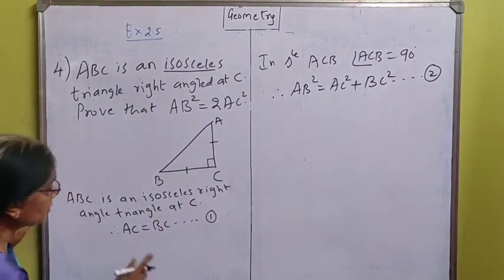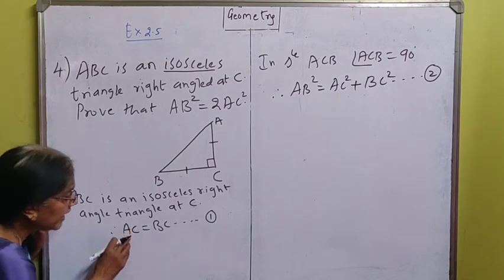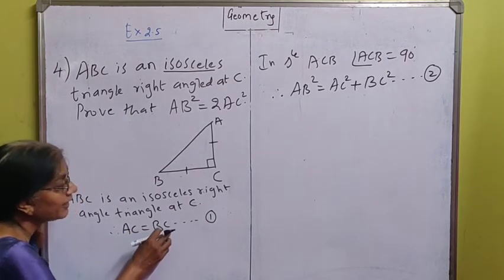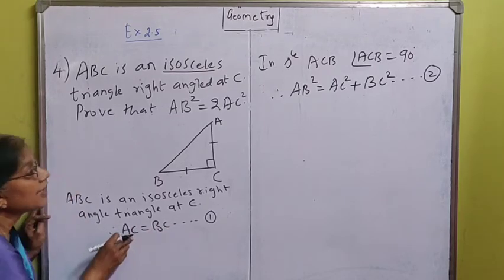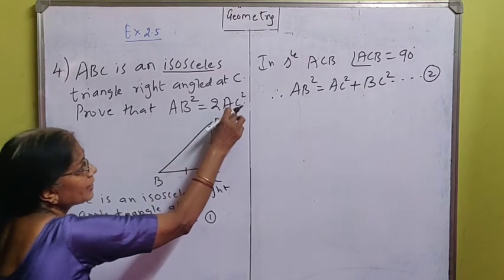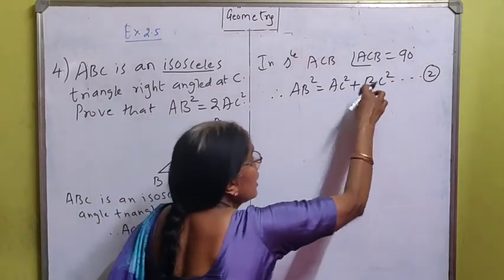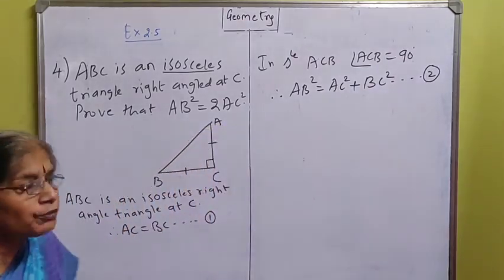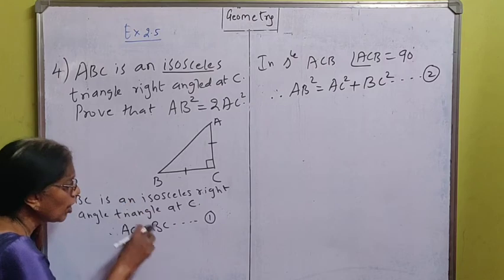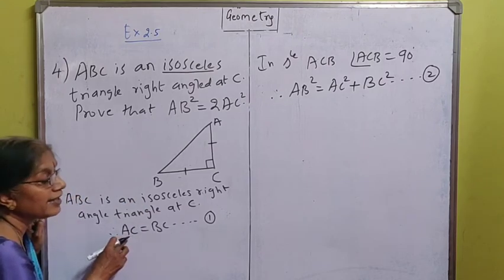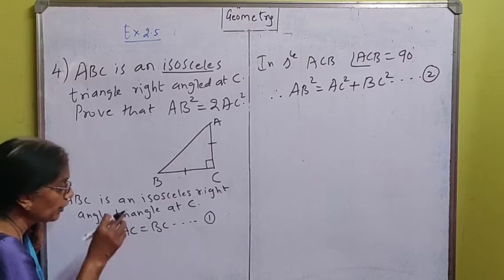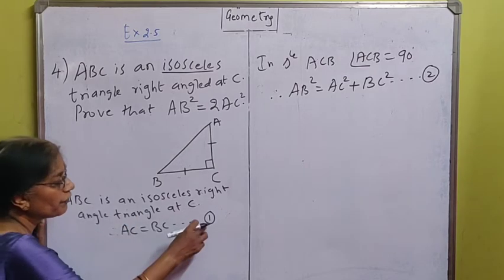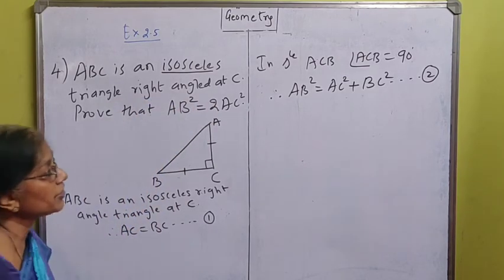Now, see your equation number 1. What is given? AC is equal to BC. Means in place of BC, I can write AC because I want 2AC square. 1 AC square plus 1 AC square will become how much? 2 AC square. So in place of BC, I am going to write AC. So what am I going to do? I am going to substitute the value of equation 1 in equation 2.